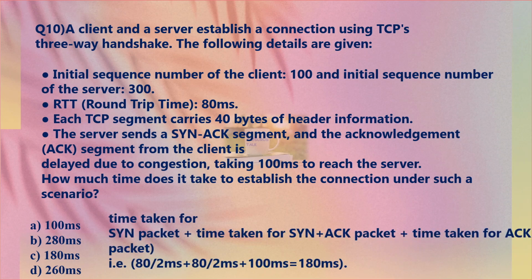Since it is a simple formula only. We need to calculate the time for the synchronize packet, plus the time taken for the synchronize plus acknowledgement packet, plus the time taken for the acknowledgement packet. So here they are given the round trip. We know that 80 is the round trip, but we need to take half of the 80, plus 80 by 2, plus the given 100 milliseconds. The total is 180 milliseconds. So the answer is C.